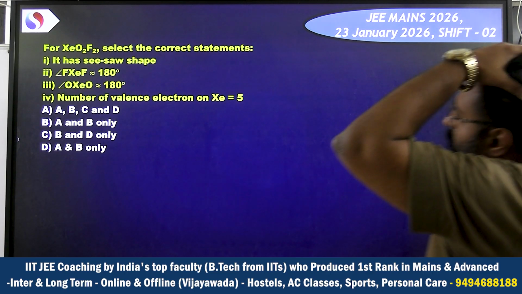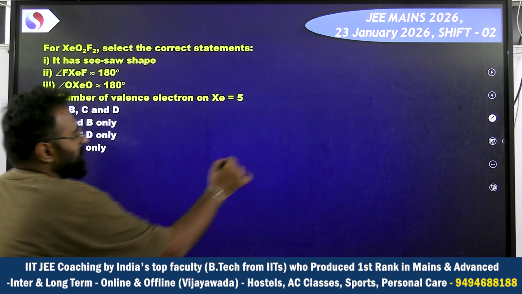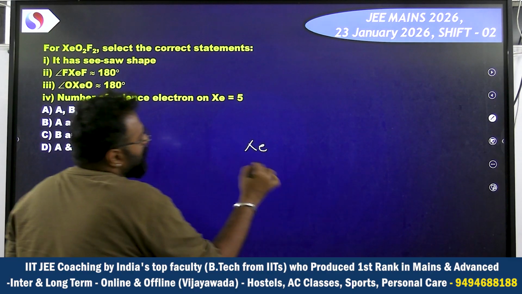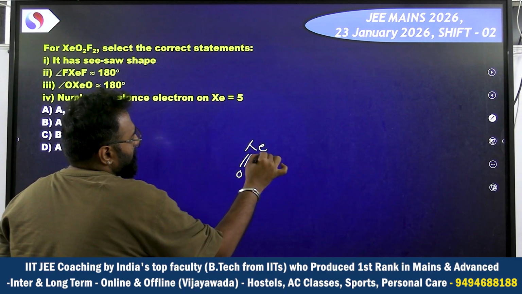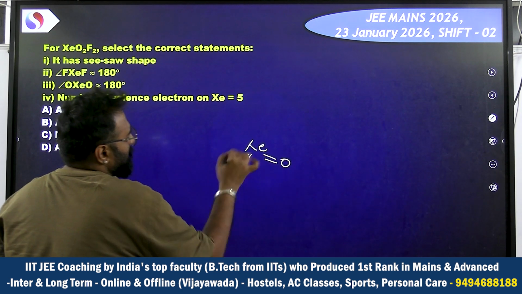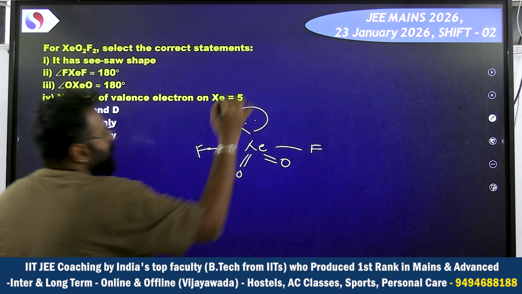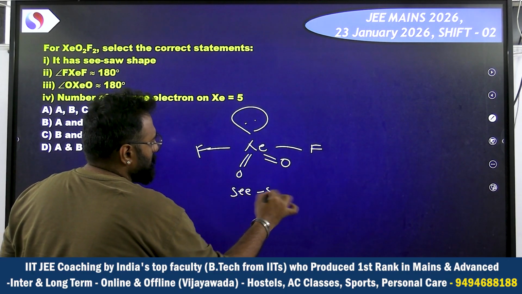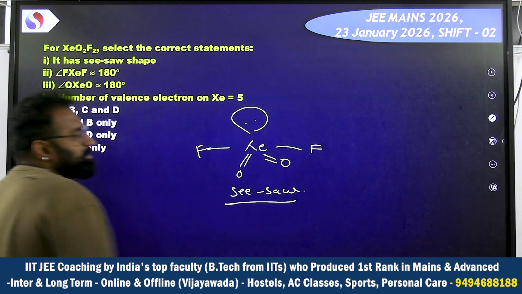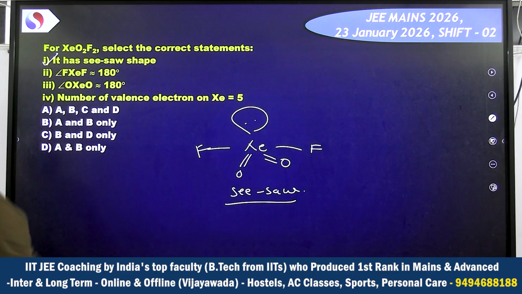For XeO2F2, select the correct statement. चलो देख लो भैया, simple सा question है. Draw the structure of XeO2F2. So this will be the structure. This is the structure of XeO2F2 and its shape is seesaw. So option number A is correct.